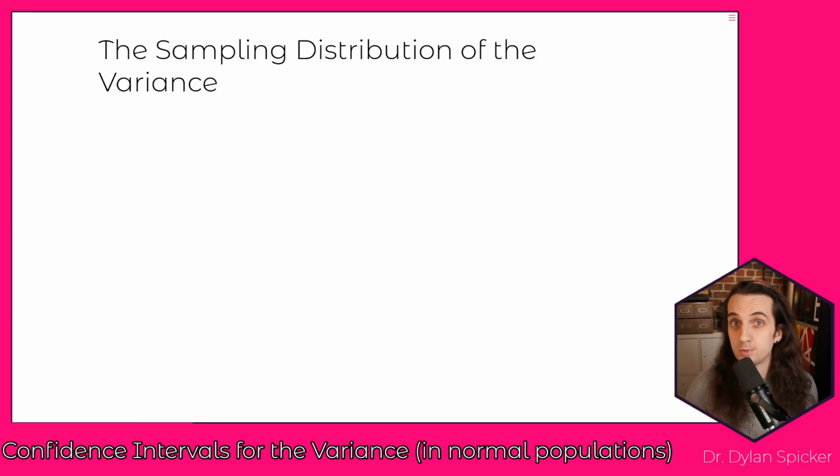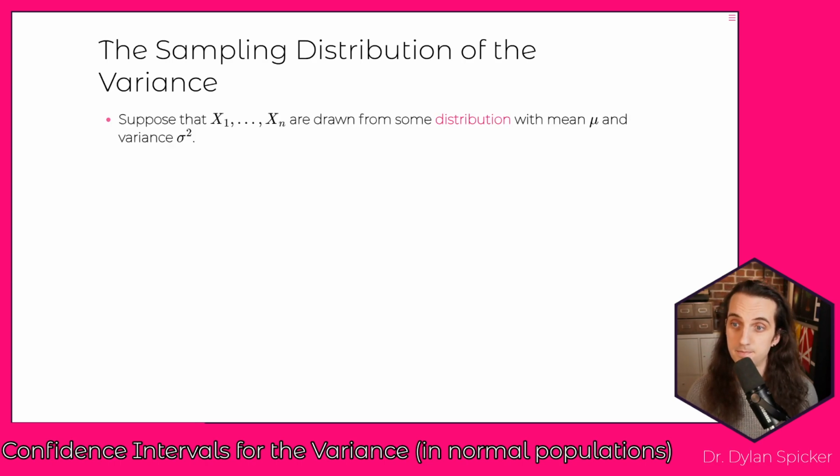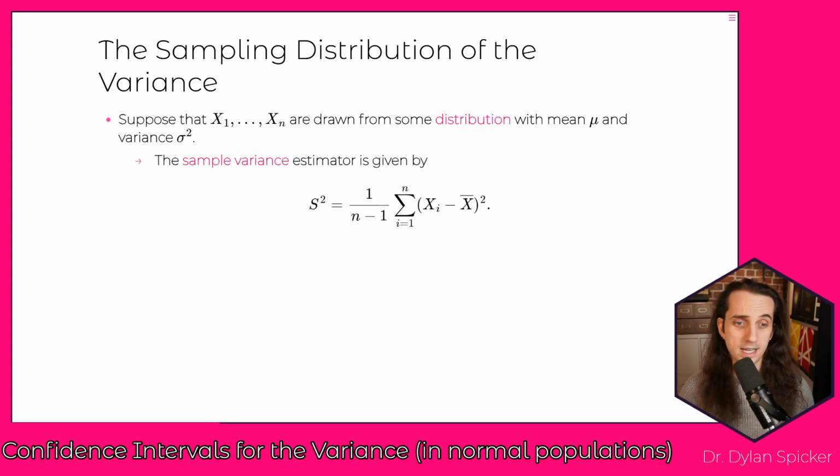So first, we need to look at what is the sampling distribution for the variance. If we assume that x1 through xn are drawn from any population, and this is a population with a mean of mu and a variance of sigma squared, then the sample variance is given by s squared. It's the notation we use, and it's 1 divided by n minus 1, and then we take the sum of these squared deviations. So it's the sum of xi minus the sample mean, all of that squared.